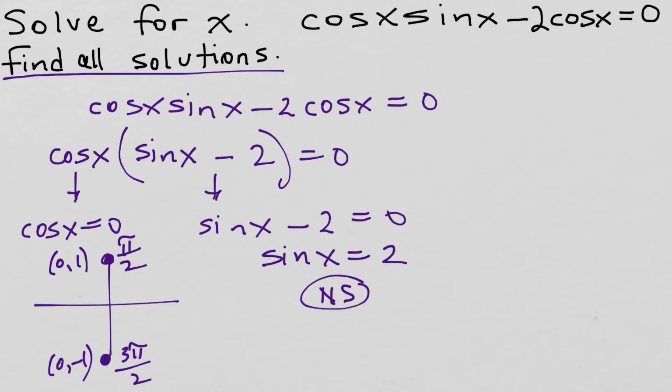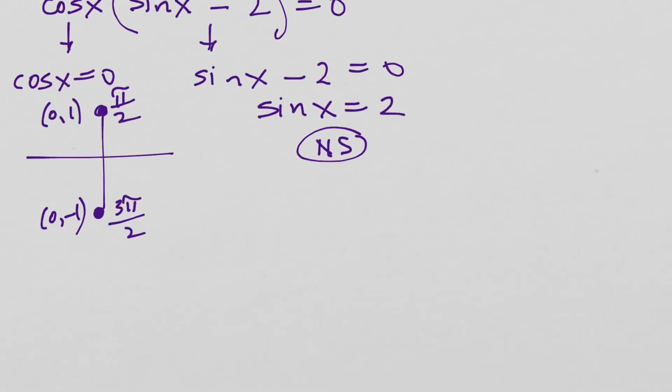Now, since we're asked to find all solutions, we've got to think about coterminal angles here. So we can start out with our lowest angle. So x is equal to pi over 2.